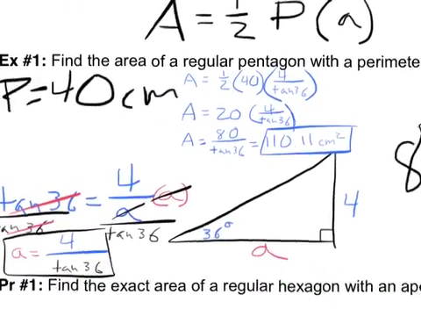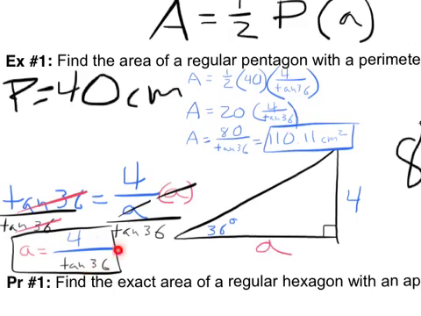Now, if I would have found this value, rounded it, then plugged it in this formula, I would have gotten a slightly different answer. In fact, you would have gotten 110.2, which isn't bad, but it's not as accurate as the answer we came up with. So, when possible, you want to plug things into your calculator at the very last step. It just makes for a more accurate answer.